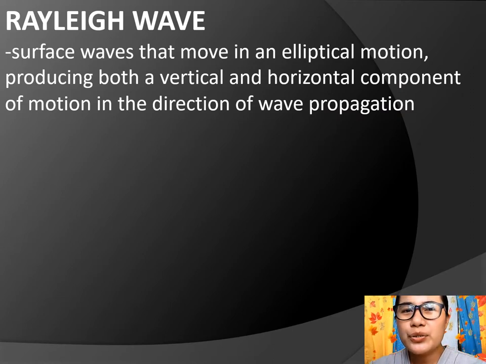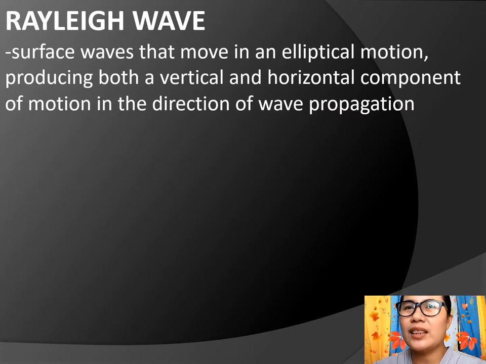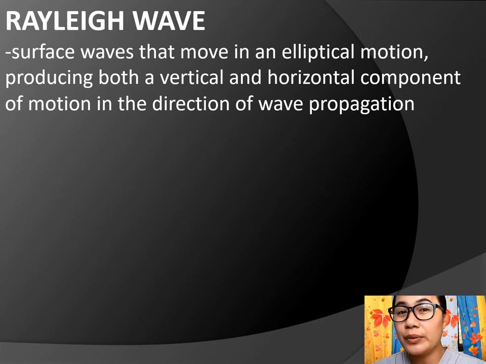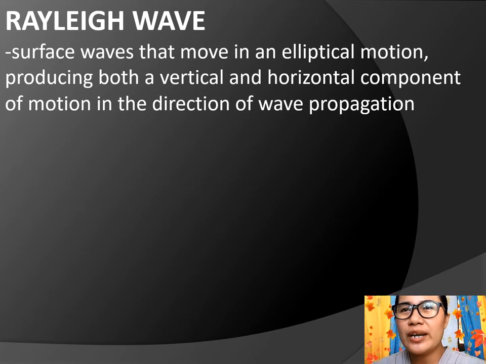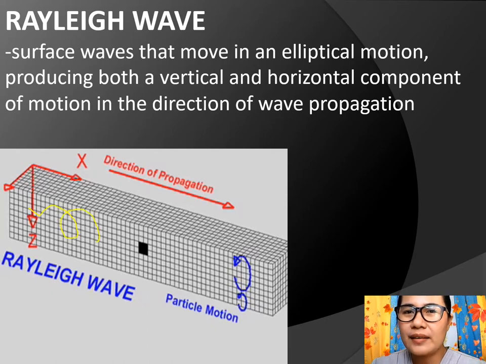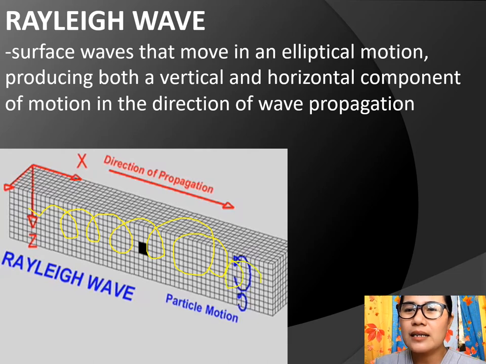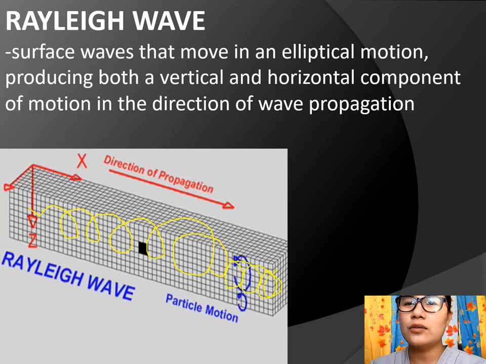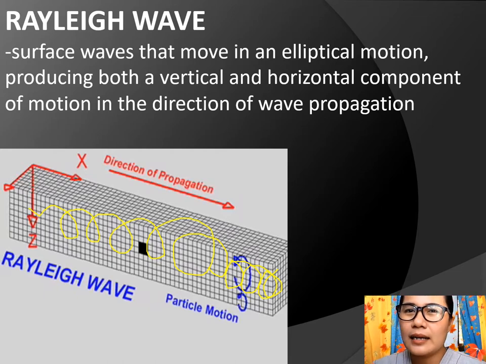Let's go now to the surface waves. These types of waves cause damage to property, mga buildings. First, Rayleigh wave. This type of surface wave moves in an elliptical motion, producing both horizontal and vertical components of motion in the direction of propagation. Mura siya og up and down. Musaka ang yuta up and down. Elliptical siya, so naghiyod-hiyod ang yuta. Musaka, maubos, musaka, maubos, musaka, maubos.